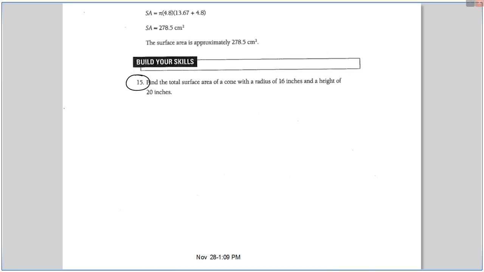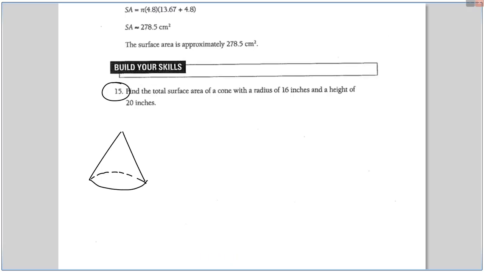Okay, let's do 15 together. Okay, you got that, John? You do, right? Where you put this? Radius 16 goes like that, right? Did you get that? And height 20. That's like this. Did you get that?